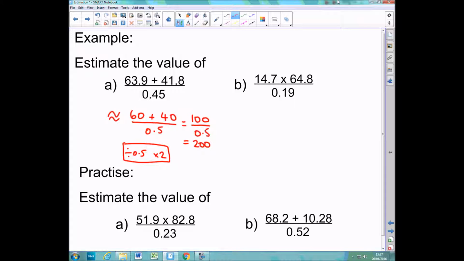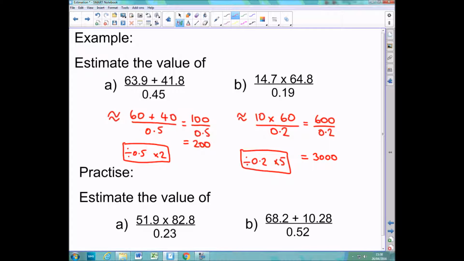This next example, I'm going to start exactly the same. I'm going to start by rounding. 14.7 is 10 times 64.8, which would be 60, and that's going to be divided by 0.2. So again, I'm going to start off by timesing the top, which is 600, and here I need to divide by 0.2. So at this point, again, I need to think about how many 0.2s fit into 600. And as dividing by a half was the same as timesing by 2, dividing by 0.2, or 1/5, is the same as timesing by 5. So here I need to do 600 times by 5, which is 3,000.